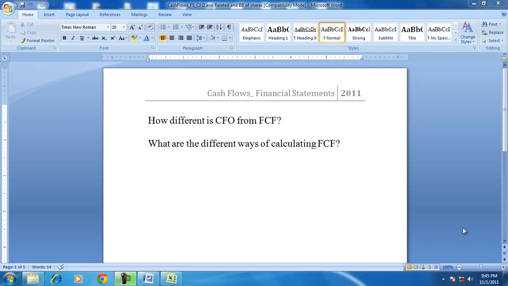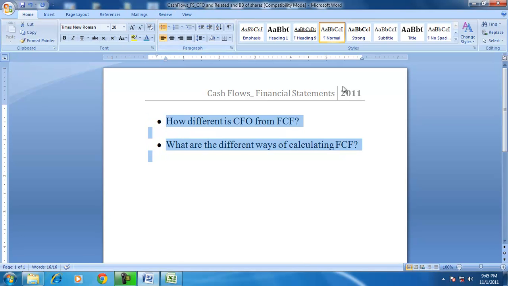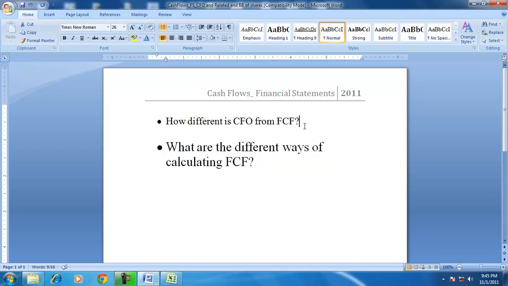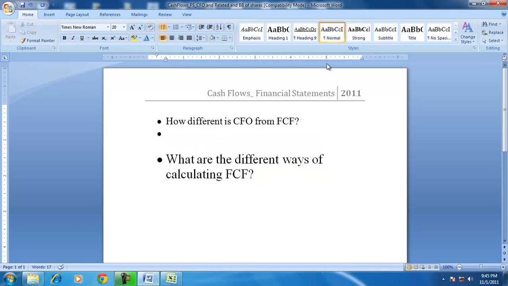Hello and welcome to a discussion on cash flows. In this session we have two questions to address. One is how different is the cash from operation from free cash flows, and what are the different ways in which free cash flows can be calculated. So let us start with the first one.